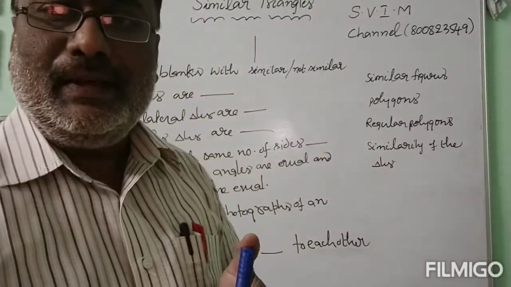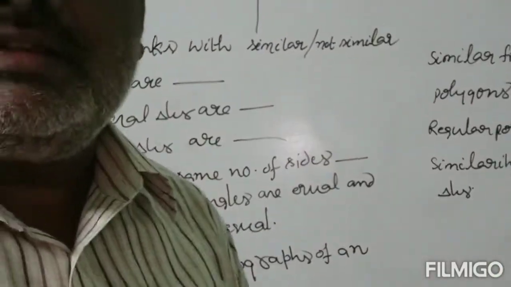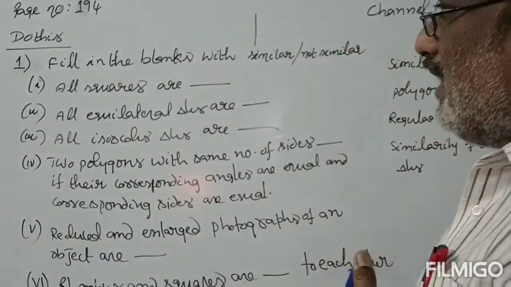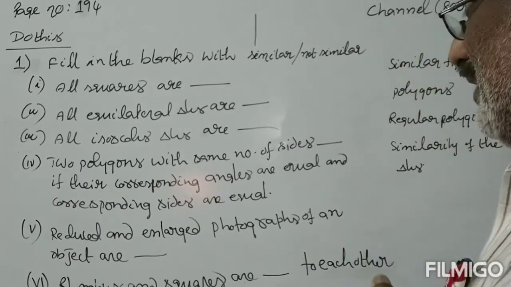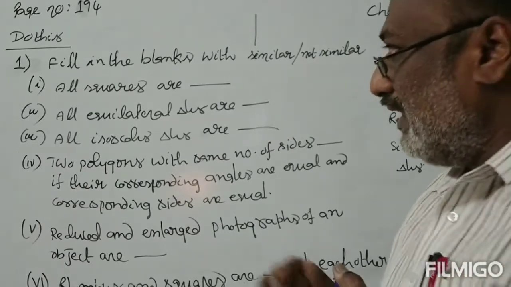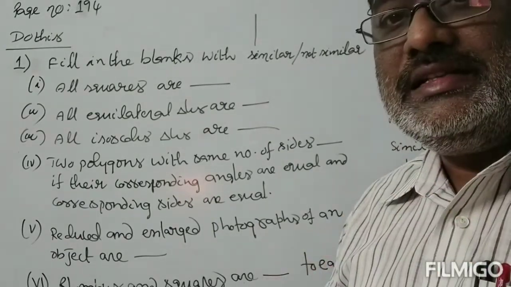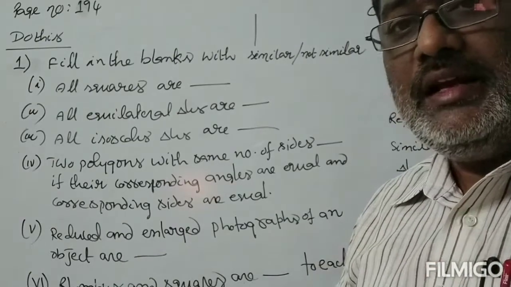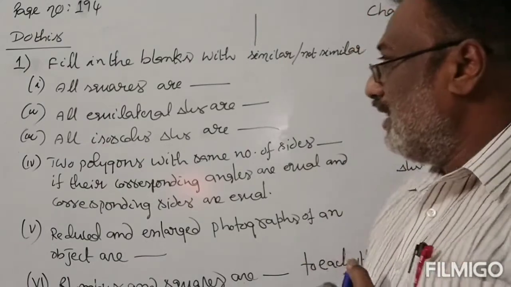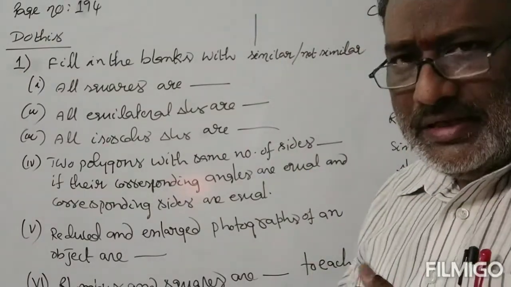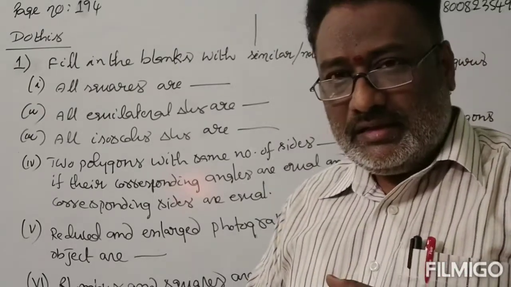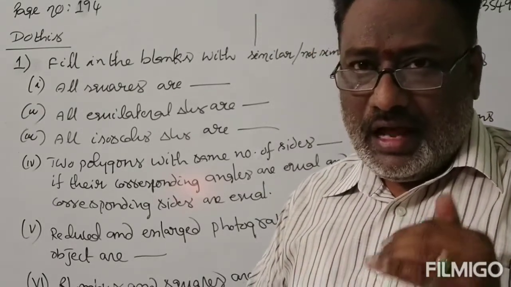Okay, so today in this class I would like to explain the problems on textbook page number 194. First listen to me: fill in the blanks with similar or not similar. You just need to say whether the given sentence is similar or not. If it is similar, write similar, and if not, write not similar. The first one: all squares are dash. All squares are similar, because in squares all sides are equal and all angles are equal.